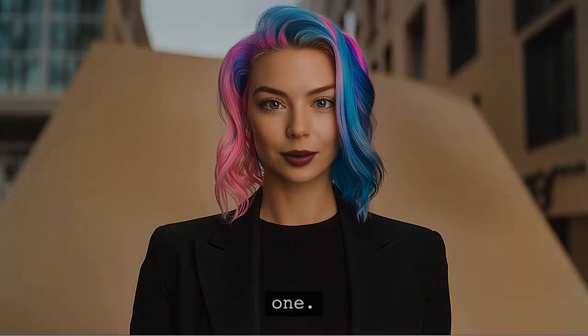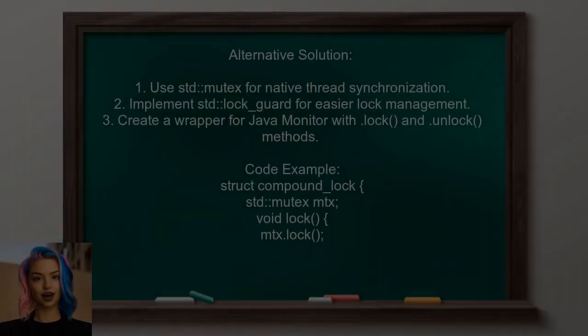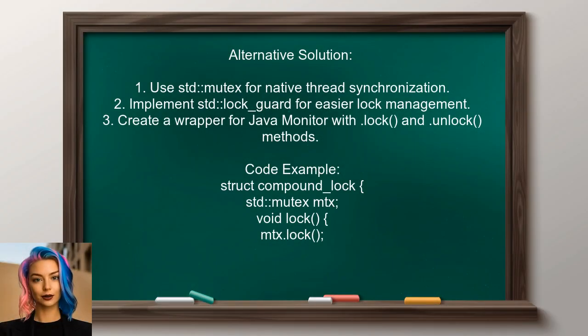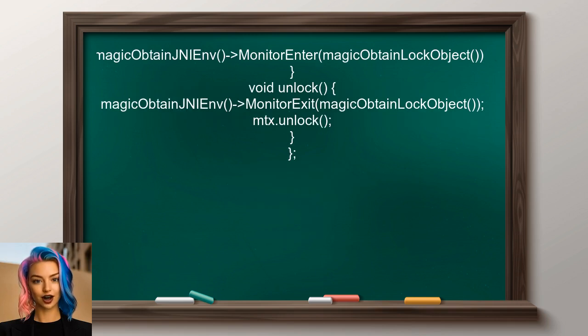Let's explore another one. An alternative approach for synchronizing threads in a JNI environment involves using both a native mutex and a Java monitor. The user suggests utilizing std mutex for synchronization within native threads, along with std lock guard for easier management. They recommend creating a wrapper for the Java monitor to integrate it with std lock guard, ensuring better synchronization and reducing race conditions.